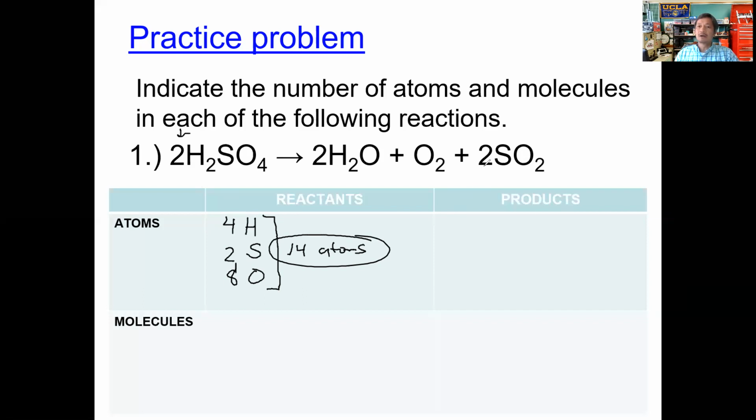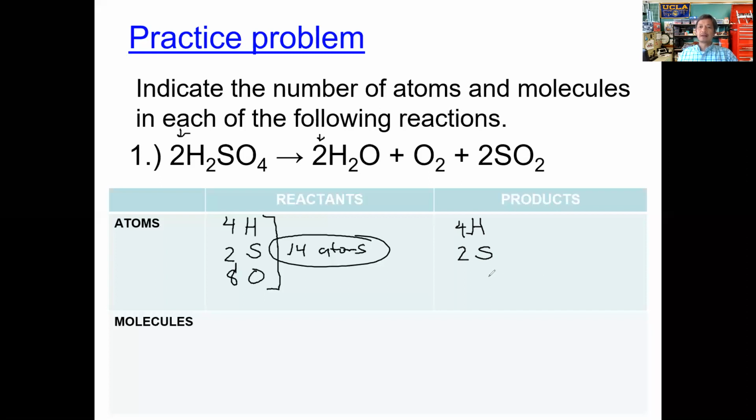Let's go ahead and do the same thing on the right-hand side. We're going to count atoms first, starting with hydrogen. In one molecule of water, we have 2 hydrogen atoms. Since we have 2 water molecules here, we have a total of 4 hydrogen atoms. Let's count sulfur next. Sulfur is right here. In one molecule of sulfur dioxide, we have 1 sulfur atom. Since we have 2 sulfur dioxide molecules, we should end up with 2 sulfur atoms as well.